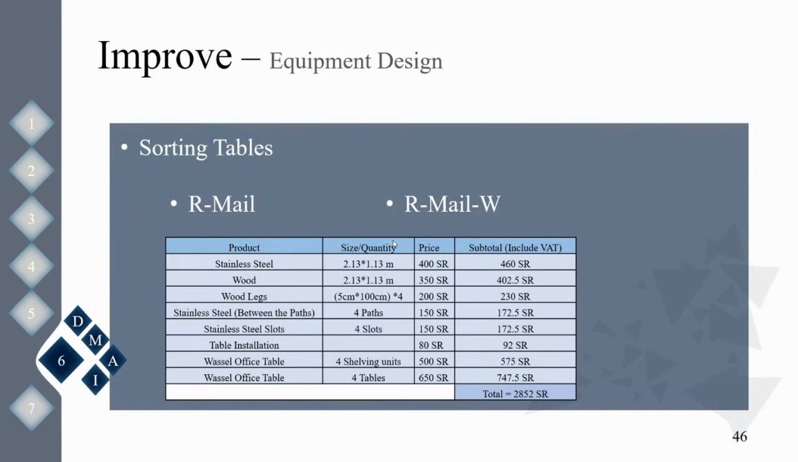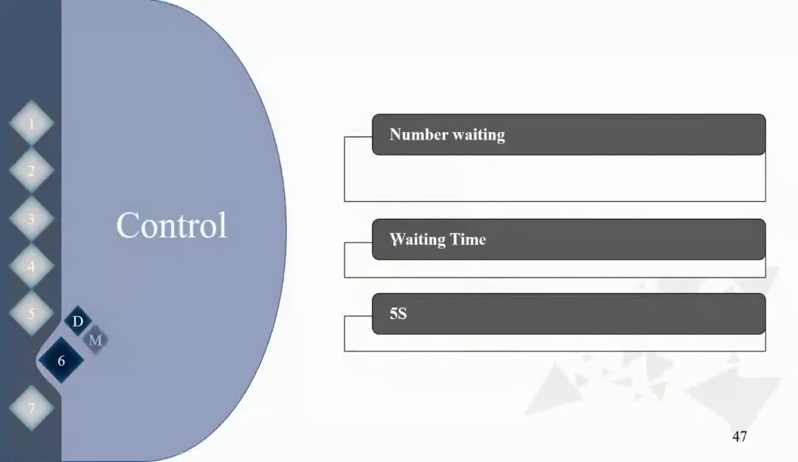For all the alternatives, we design the sorting tables for the sorting room and the WASL office that specialize for the R-mail and the R-mail with WASL address, and the total cost is 2,852 Saudi Riyal. And my colleague Hamza will continue.